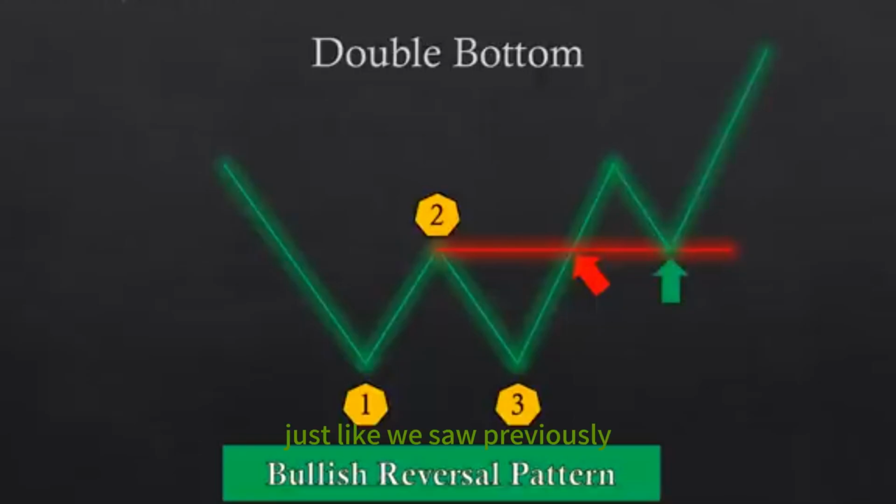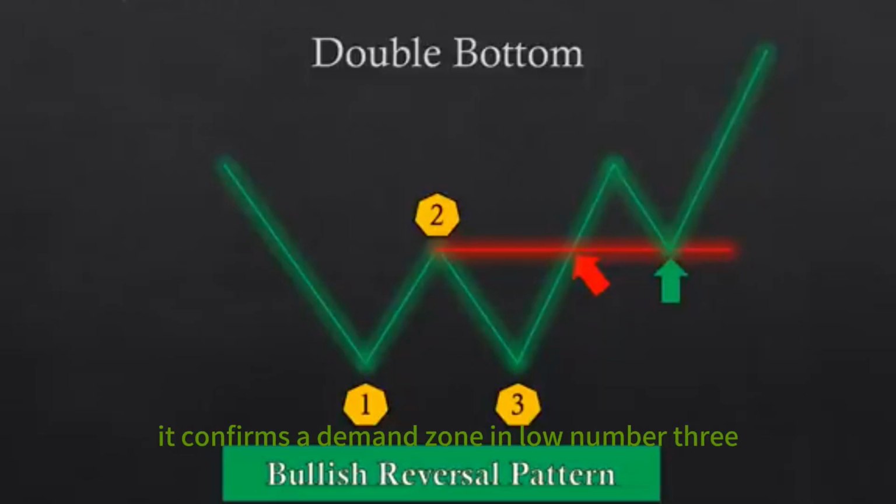Just like we saw previously, as price retraces back to the breakout line, you should observe if price reacts to the line. If it does, that's a moment to enter a long trade with a stop below number 1 and number 3. That's the logical stop loss order because as price breaks above the line, it confirms a demand zone in low number 3.